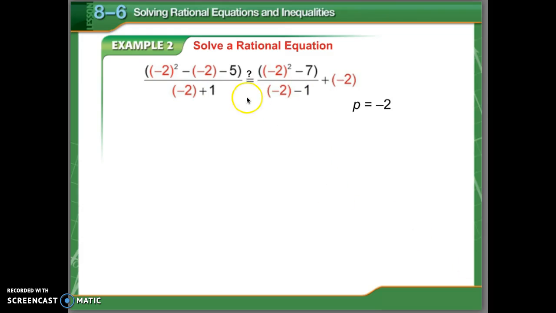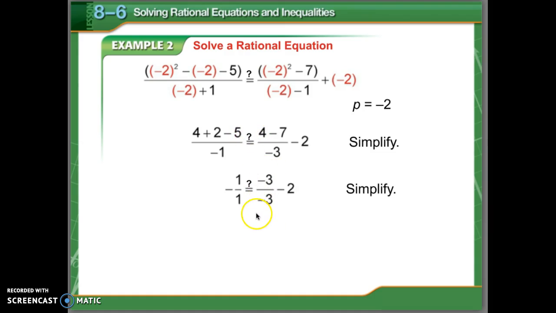We're trying negative 2 now. We plug negative 2 in, simplify everything, and we find out that negative 2 also checks out. The 2 sides are still equal.